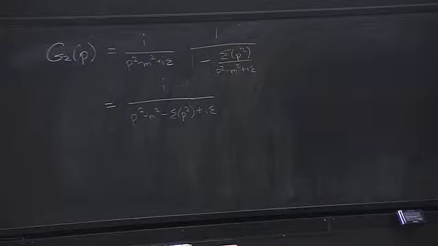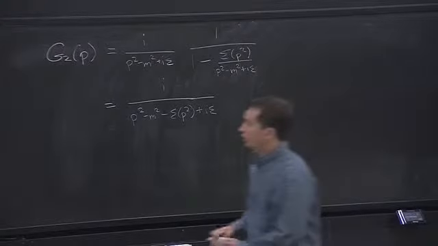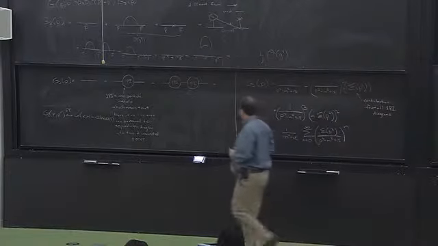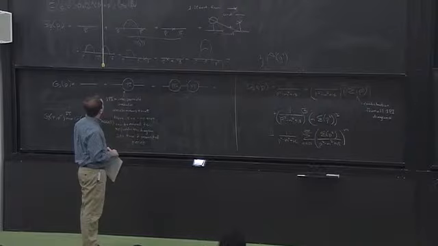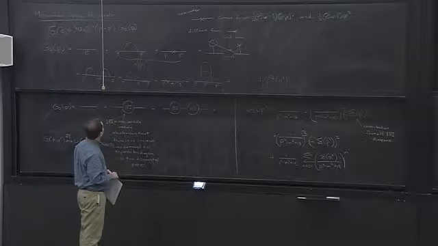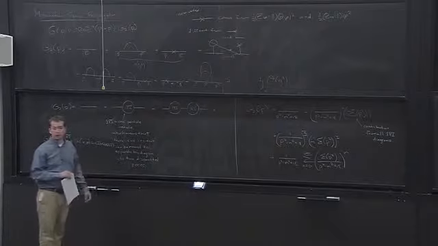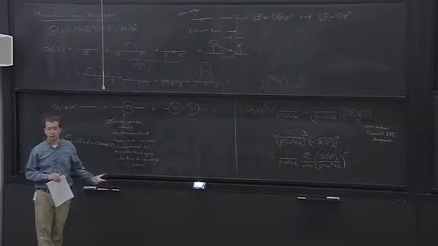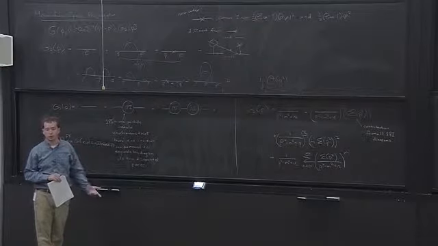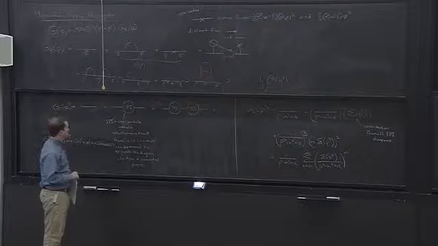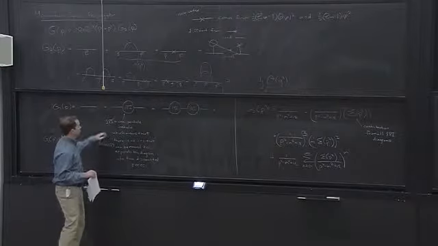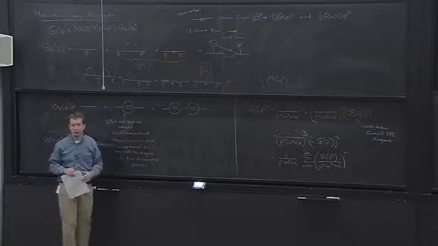Yes? Why is sigma a function of P squared, not just P, for example? Well, it's going to be Lorentz invariant, and the only possible thing it can depend on is P squared. So that's why I've written it as a function of P squared instead of just P. So there's only one possible thing that it can depend on.